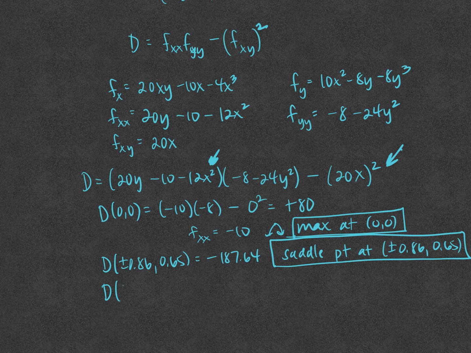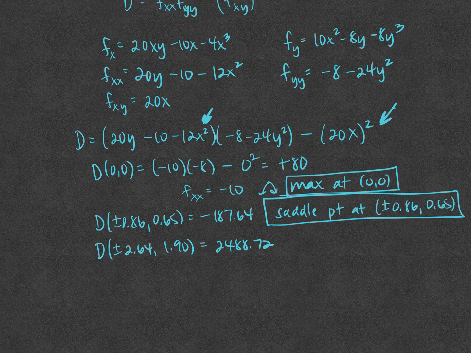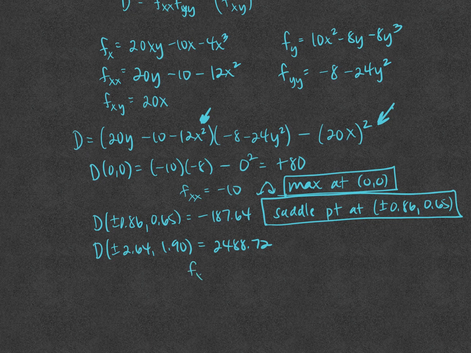So the next one is plus or minus 2.64, comma 1.90. And when we plug that in for D, we get 2488.72. And then our second derivative at x is negative 55.93, which is negative, so it's opening down. So we have a max at plus or minus 2.64, 1.90.